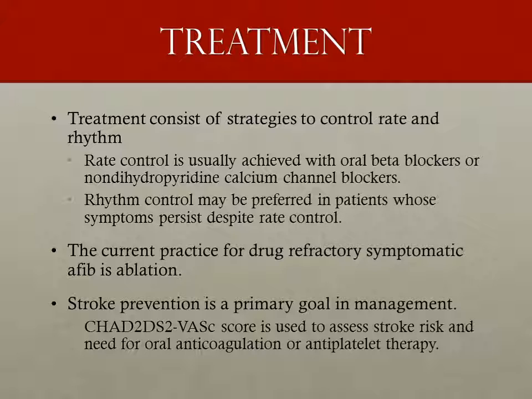Congestive heart failure, hypertension, diabetes, vascular disease, age 65 to 75, and the female gender all get 1 point. Age 75 or greater and a history of stroke or TIA gets 2 points. With a score of 0, there is no antithrombotic therapy recommended. With a score of 1, either oral anticoagulation or antiplatelet therapy is recommended. With a score of 2 or greater, oral anticoagulation is recommended.